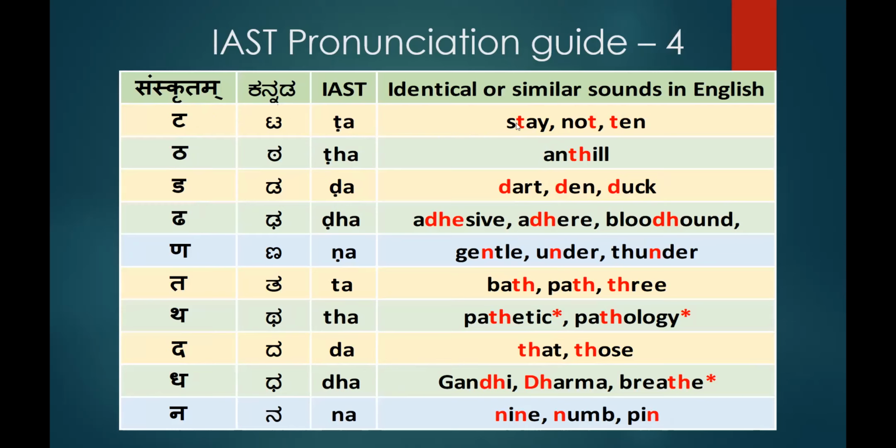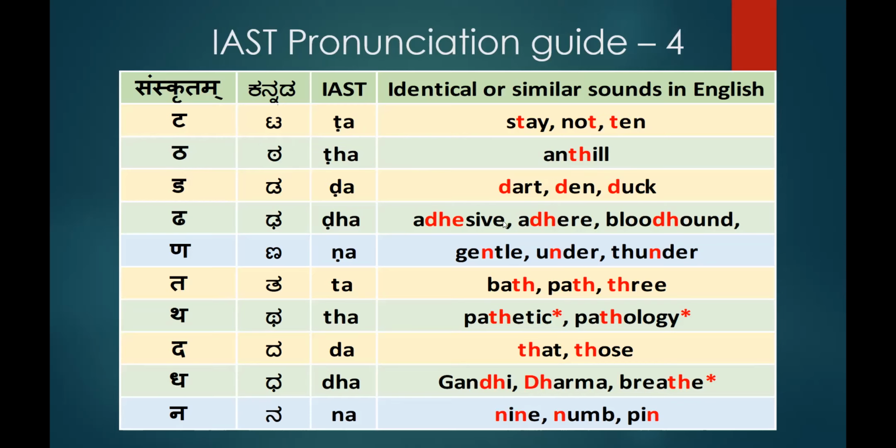Now, for the ta, the equivalent is the sound produced in these English words, wherever the highlighted portion is there: not, ten, te. That ta part is the one that you are going to pick up for replacing with this sound whenever you are finding it difficult to pronounce. Next, the mahaprana tha. Tha is having an H in between when compared to the Alpaprana ta. If you chant this word together, anthill, ant, till, that sound is the one that you are going to have to achieve if you want to pronounce this particular sound.